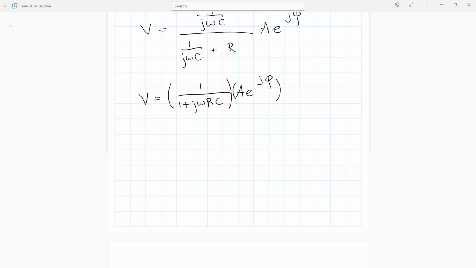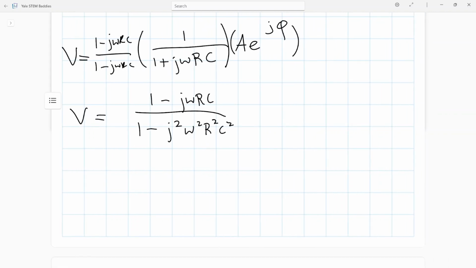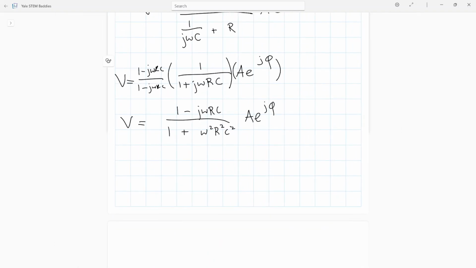So let's multiply the numerator and denominator by the complex conjugate, which is 1 minus j omega rc. That's going to give us 1 minus j omega rc in the numerator. And in the denominator, we're going to get 1 minus j squared omega squared r squared c squared, based on the definition of a difference of two squares. And j squared is, of course, -1, so this is just going to turn into a plus sign. Perfect. And remember to keep that over there.